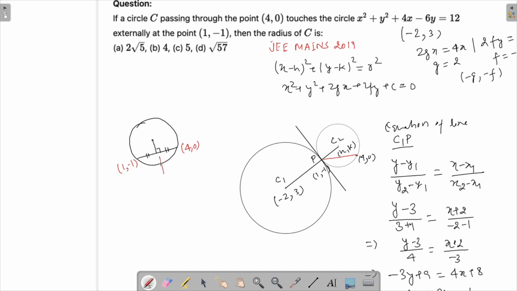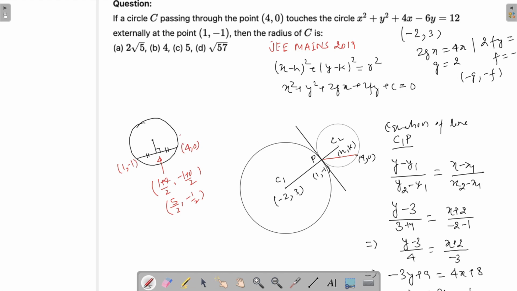So I'm going to find the midpoint of it, which would be (1 plus 4) by 2, and then (-1 plus 0) by 2, right? Which is equal to (5 by 2, -1 by 2). Now what we are saying here is that this perpendicular bisector will be passing through (h, k) itself. So now I have to find the slope of this line, and then the slope of the perpendicular will be just the negative reciprocal of this, right?